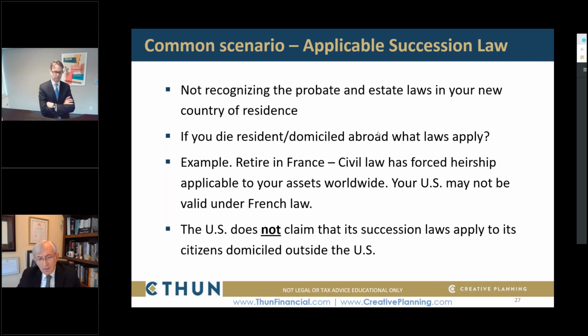Now, importantly, as we like to talk about, the US is special when it comes to its citizens and its taxation of its citizens. It claims the ability to tax citizens wherever they live in the world on their worldwide income. It's important to note the US does not claim any similar applicability of its succession laws to its citizens domiciled outside the United States. It will look to enforce its laws when it comes to the inheritance of things like US real estate. But again, if you have a valid will under your country that doesn't contravene some public policy in the US, it will be applicable and applied in the US. So this is a very different scenario from when we're talking about US income tax issues.